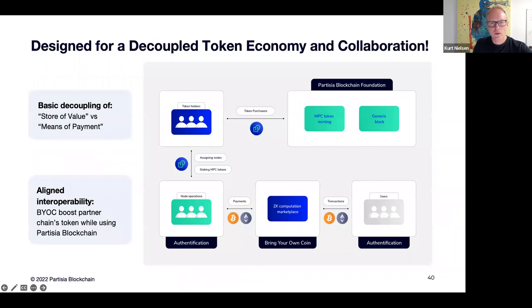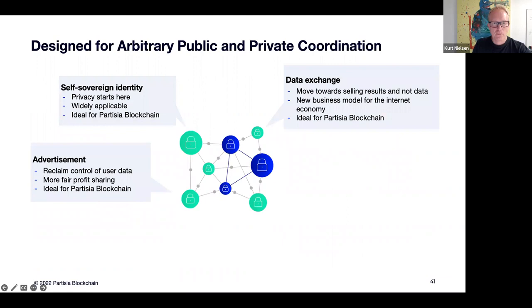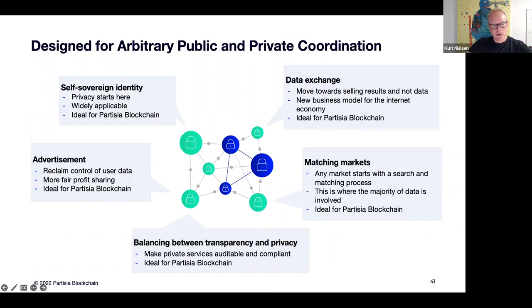The other one is the decoupled token economy that facilitates collaboration, so you bring in external coins and you can work with them in the Partisia blockchain and network, opening up a lot of opportunities. There is the arbitrary private-public coordination, where you have two networks, a public and a private network.